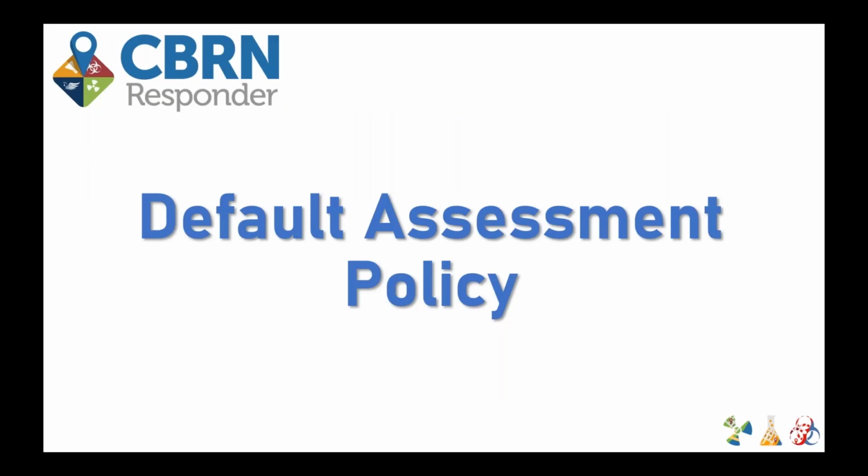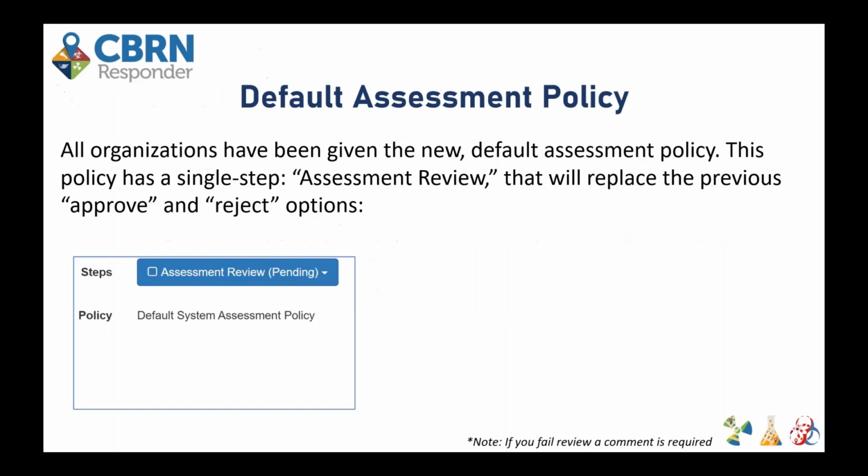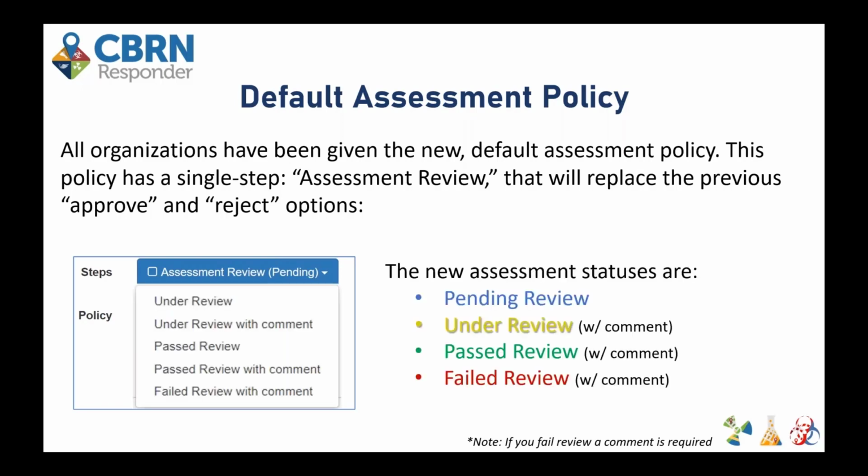So taking a look at the default assessment policy, if you were someone who wasn't consistently assessing their data in CBRNResponder, this default policy may be the solution here. So all organizations, we updated it to the new default assessment policy. The exact name is default system assessment policy. So this just has a single step named assessment review, and this is replacing the approve and reject buttons from the previous assessment. So the new statuses are pending review, under review, past review, and failed review.